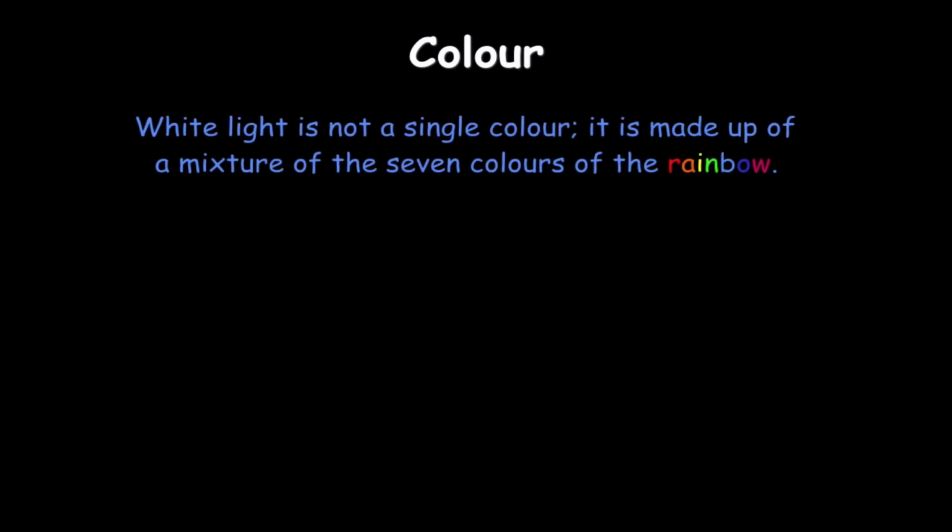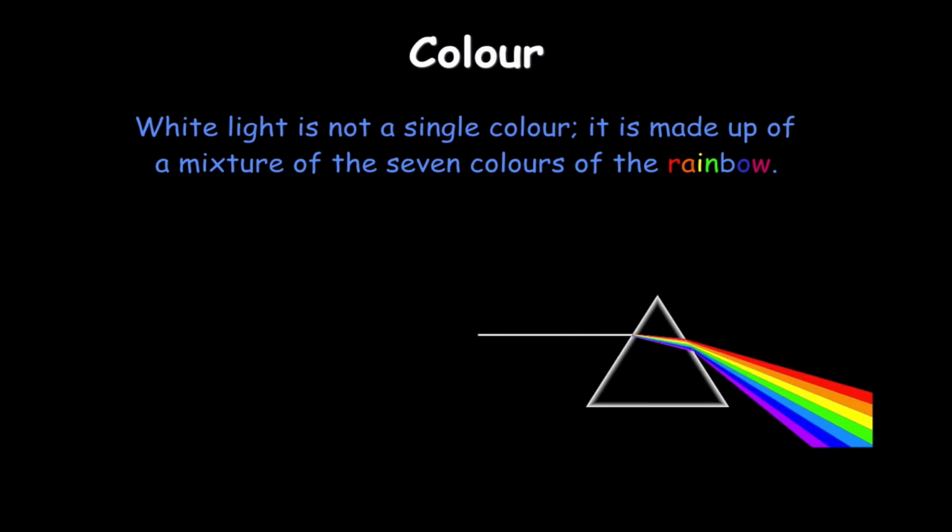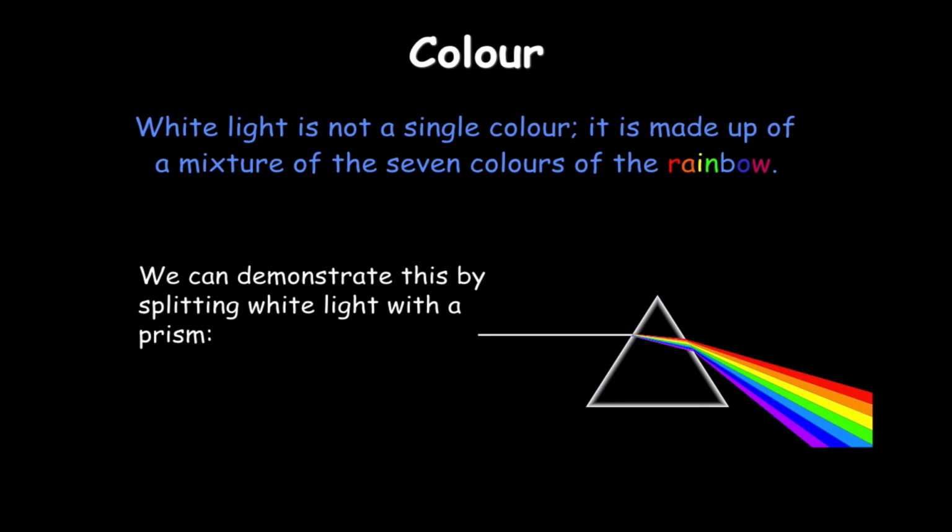Color. Why are things different colors? Well, although white light, we think of it as white, it's not actually a single color. It's made up of a mixture of 7 colors. And those 7 colors are what, of course, we call from the rainbow. And we can demonstrate a rainbow by having light pass through what we call a prism, which is usually some kind of triangular glass structure that's able to split light into different colors. The colors of a rainbow.